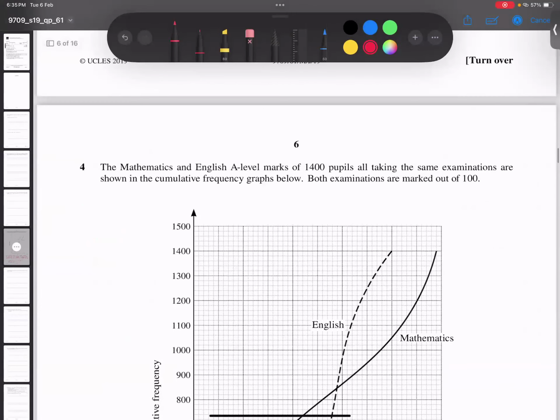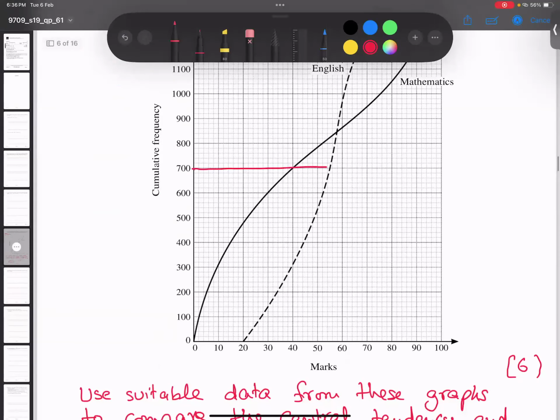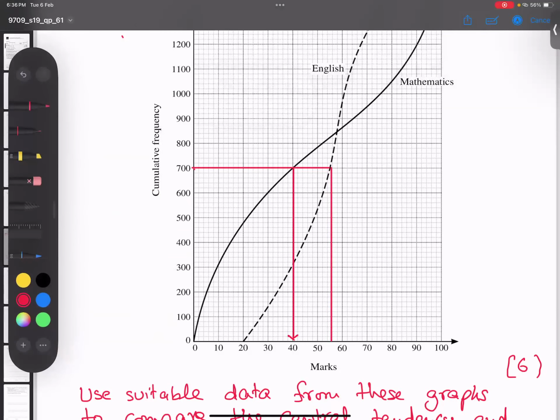So what is said is the median. The median formula is very clear, and I will find it for both now. Half of 1400 gives 700, and I drew the 700 line here. For number 1, I am getting 40 here, and for number 2, I am getting 55 here. This line is not correct. I will make it again. This line again.